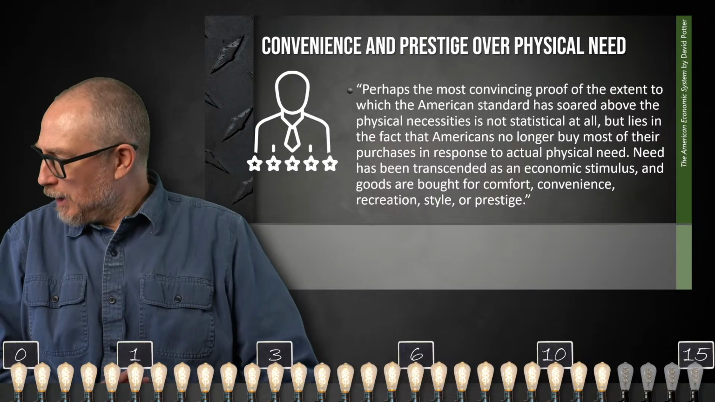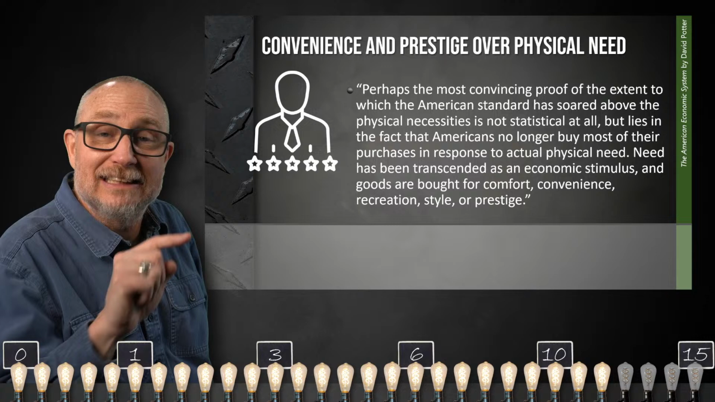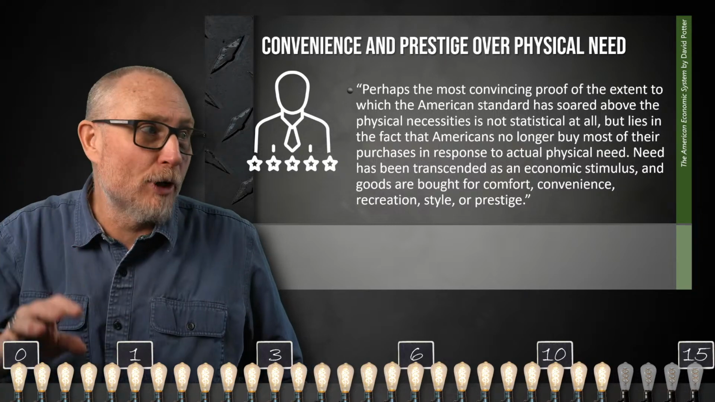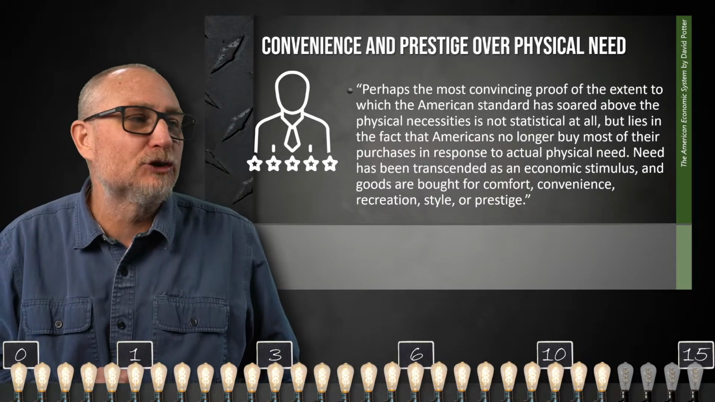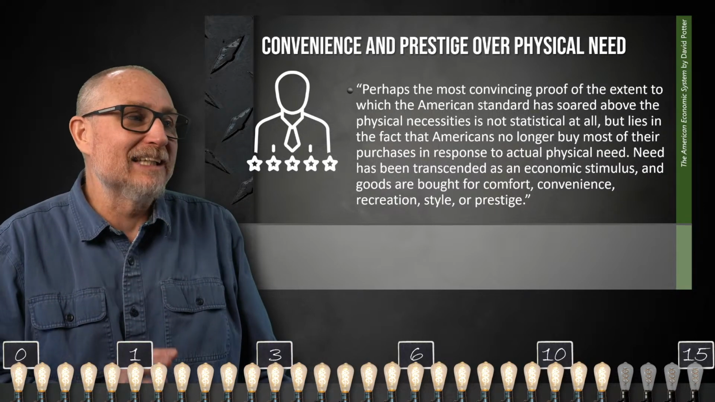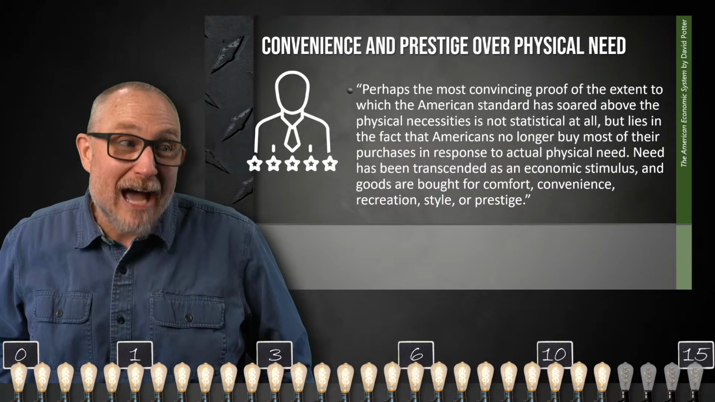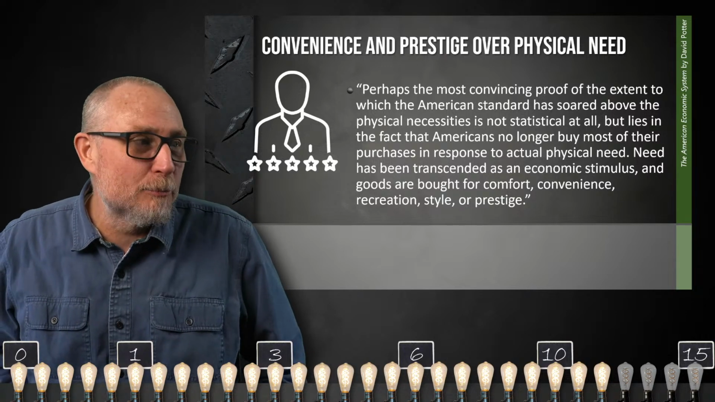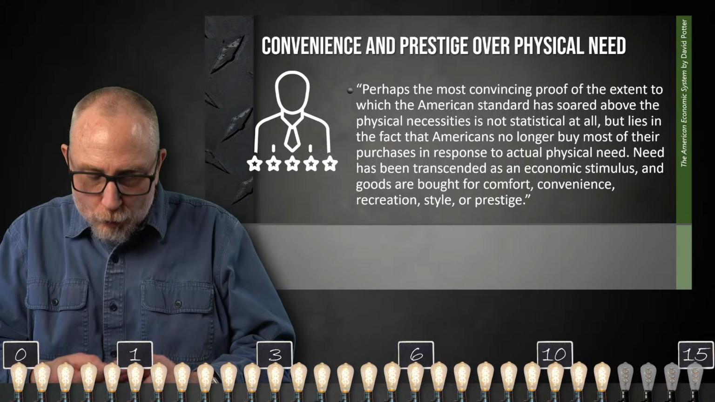Now, this one I'm just going to read, but we're not going to go into it because we're going to go into this in greater depth in a future lecture in about 2 or 3 weeks. So here's a primer. Perhaps the most convincing proof of the extent to which the American standard has soared above the physical necessities is not statistical at all, but lies in the fact that Americans no longer buy most of their purchases in response to actual physical need. Need has been transcended as an economic stimulus, and goods are bought for comfort, convenience, recreation, style, or prestige.